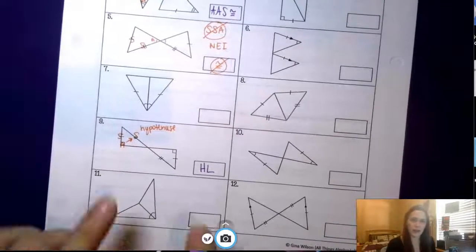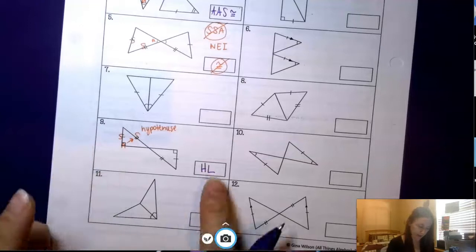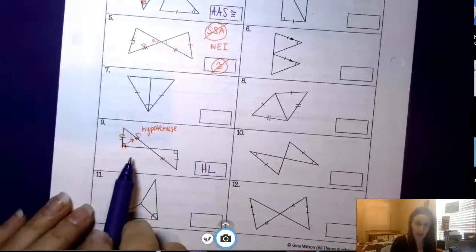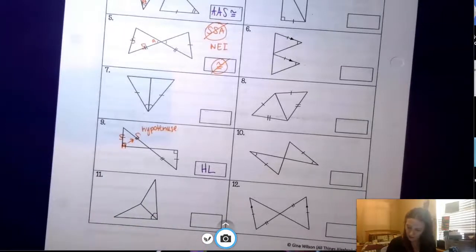So here we have hypotenuse leg because you have a right triangle, a hypotenuse, and a side. So that's going to work here. This is the side A, so the bad word that does work. I feel like that's enough, I believe, hopefully.